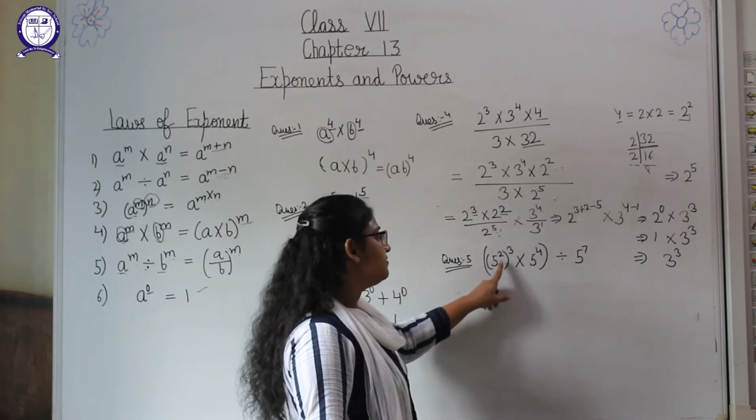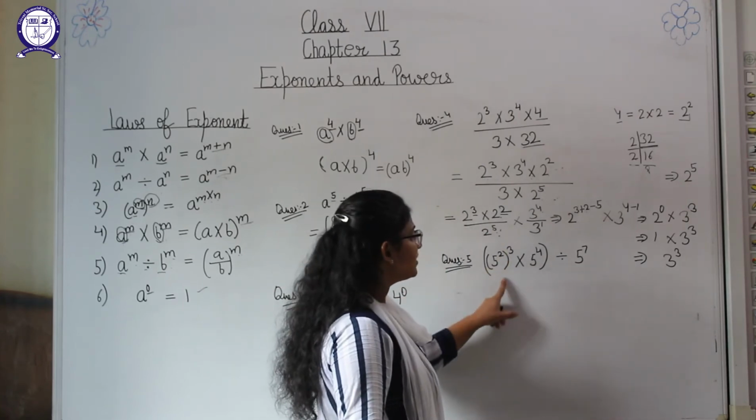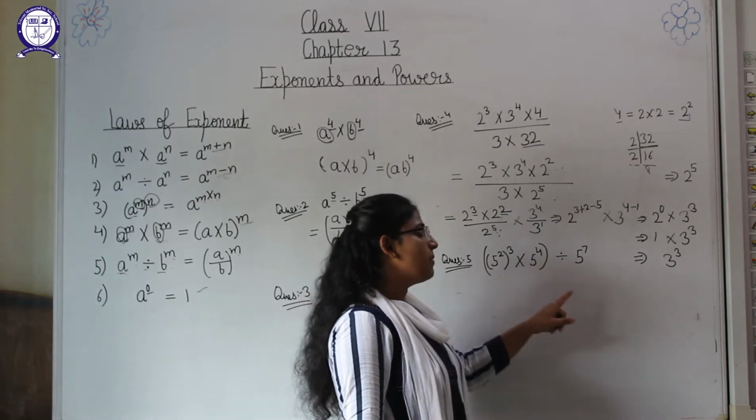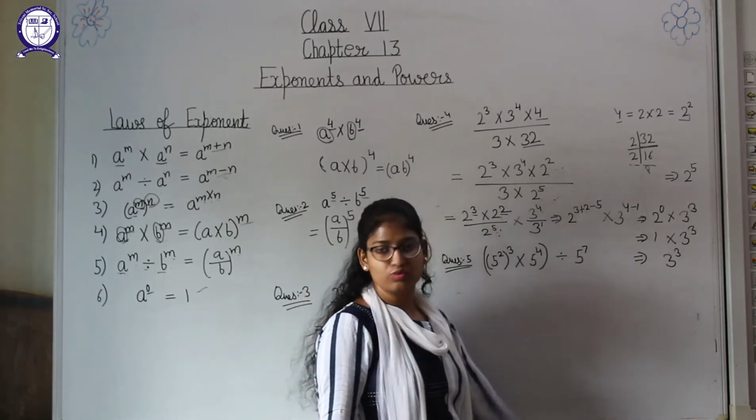Now the fifth one is 5 raised to the power 2 and the whole raised to the power 3 into 5 raised to the power 4, and this is divided by 5 raised to the power 7.